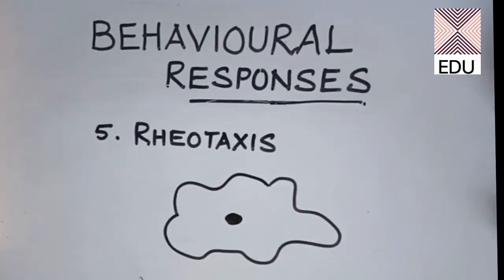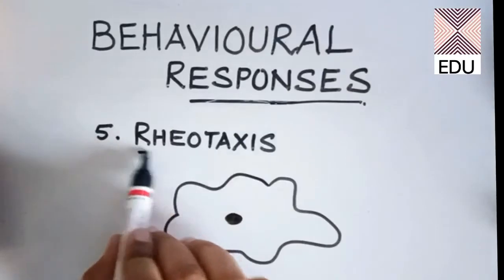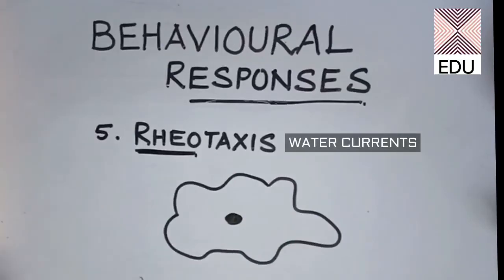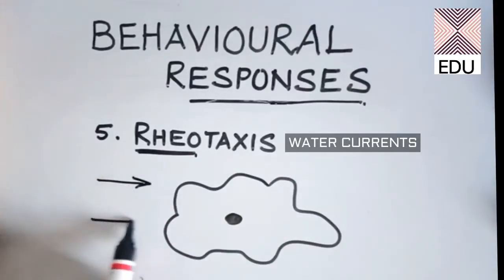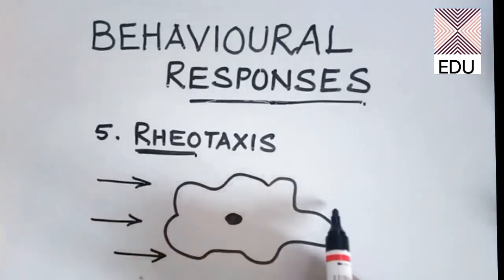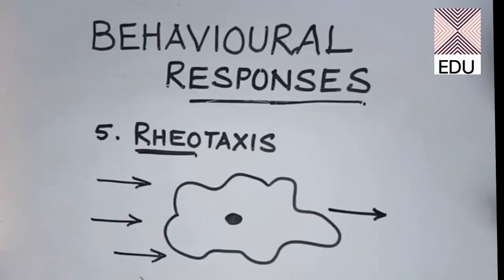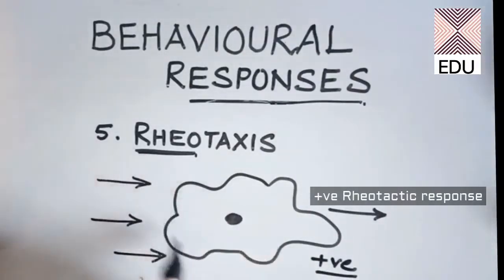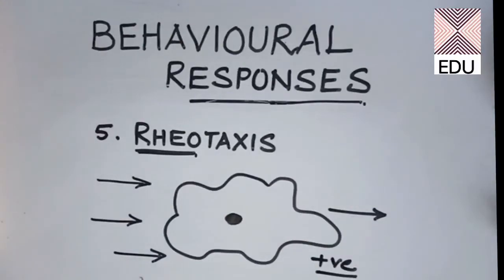Now the next type of response is rheotaxis. Rheo refers to water currents, so this is the response to water currents. If water is flowing in this direction, the amoeba will try to move in the same direction with the movement of the water. So that will be a positive rheotaxis. The amoeba will move along with the water currents. So this is a positive rheotactic response.